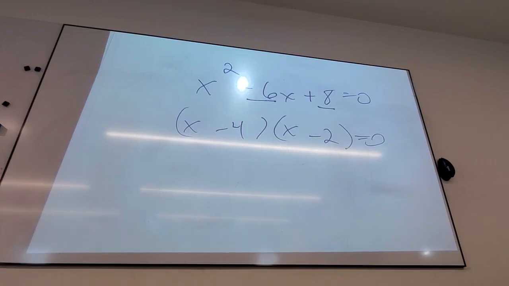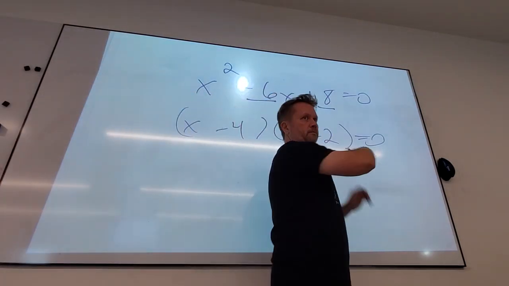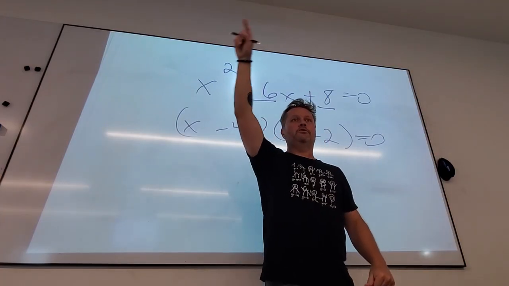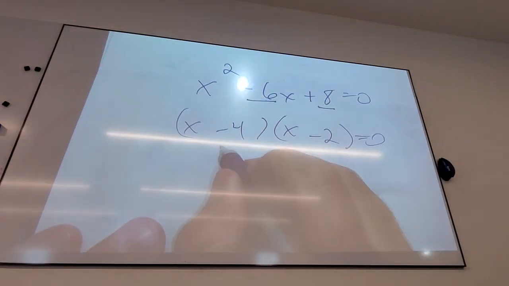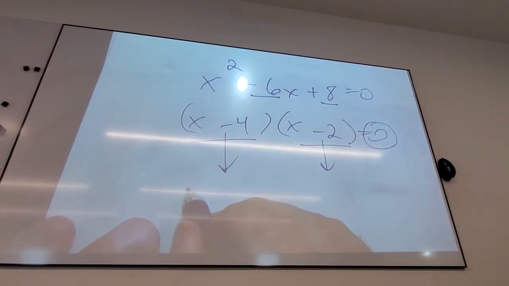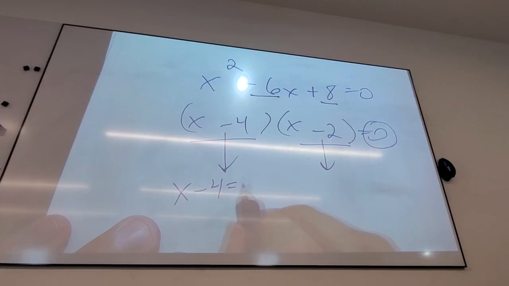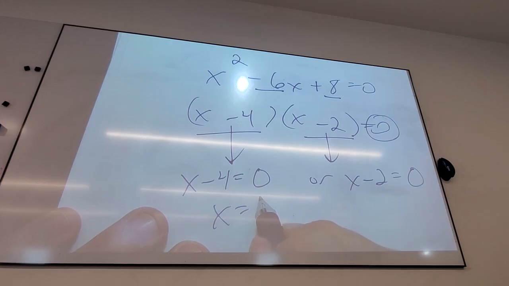Do you guys see two numbers I'm multiplying? x minus 4 and x minus 2. If I knew what x was, aren't those two numbers? All right, so what did we just say? If I have two numbers multiplying to equal 0, what must be true about at least one of the numbers? Either this one is 0 or this one is 0. So either x is 4, or x is 2.